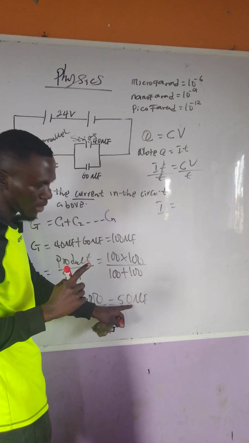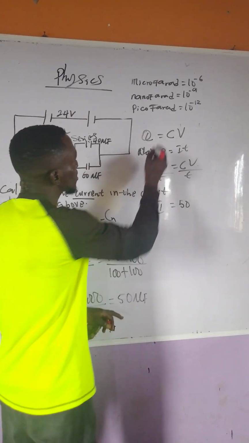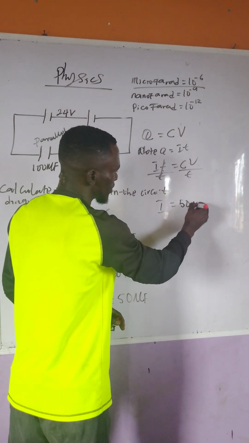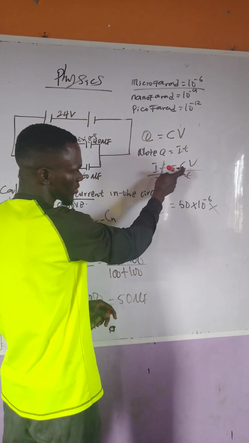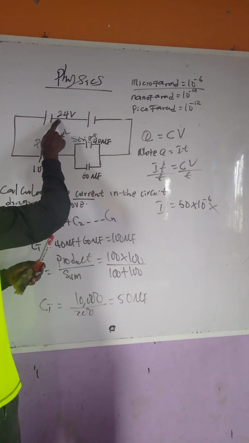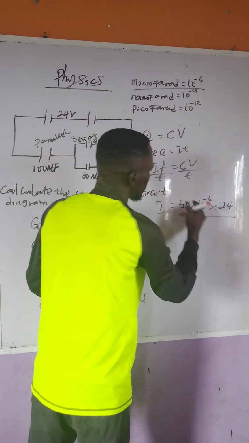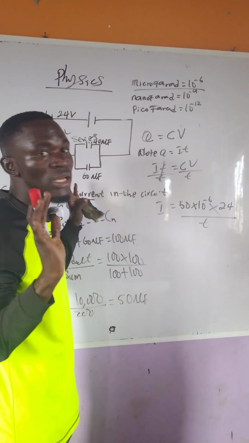It is 50 microfarad, so we have 50. Microfarad means 10 to the power of minus 6. So I'm going to write 50 times 10 to the power of minus 6, that's the capacitor. Now what about the voltage? We have 24 here, then over the time. The time is unknown, so we don't need it since we're not given time. We leave it as t.